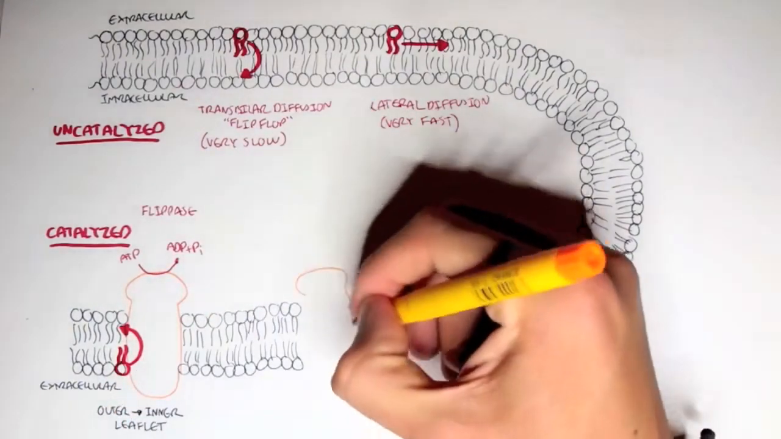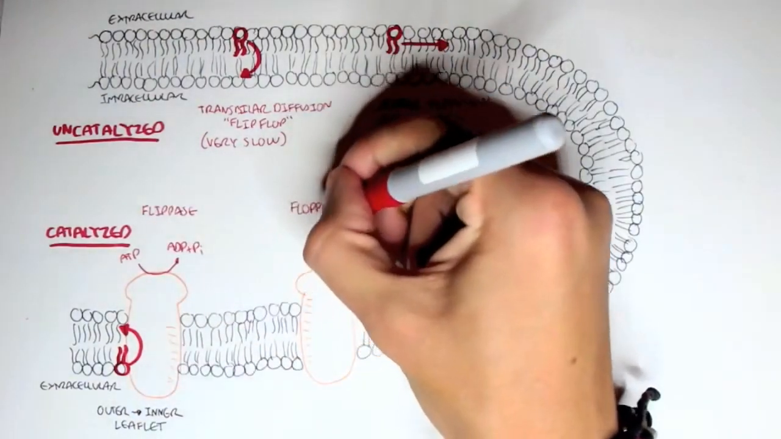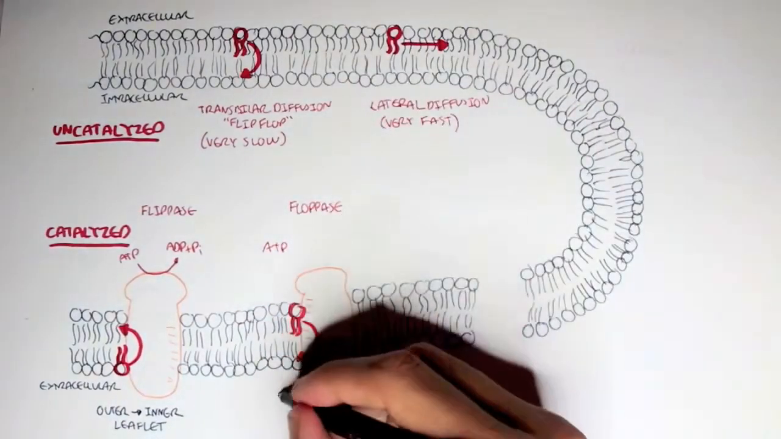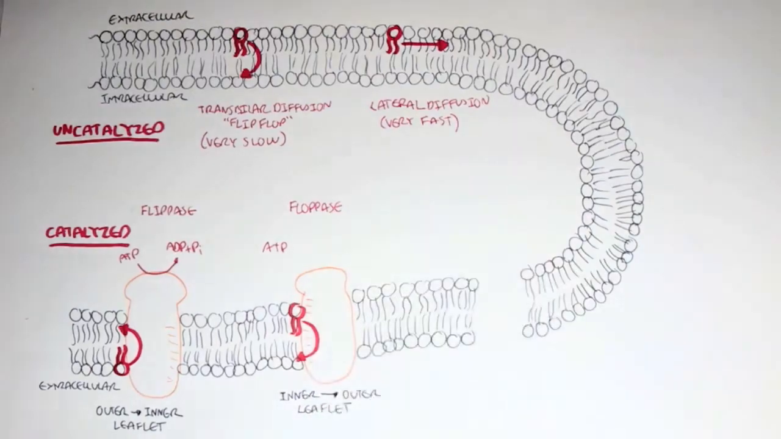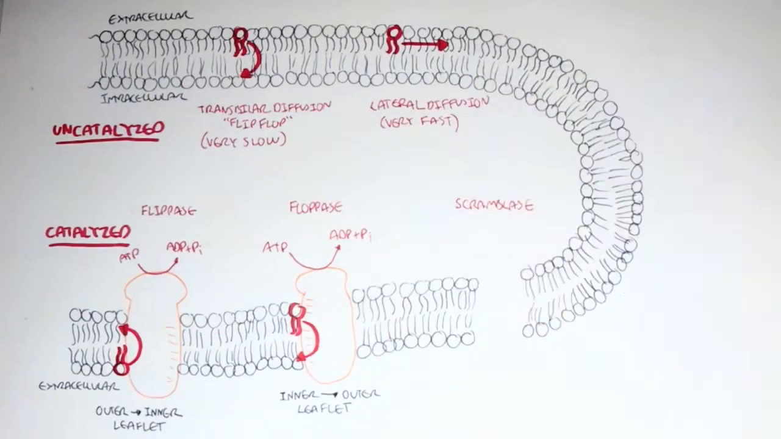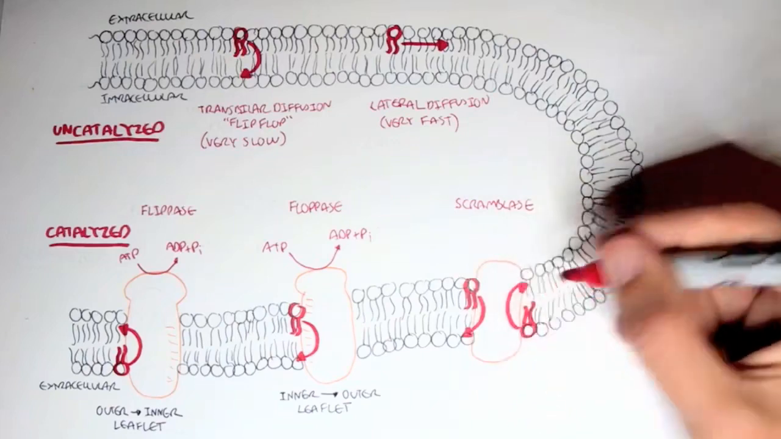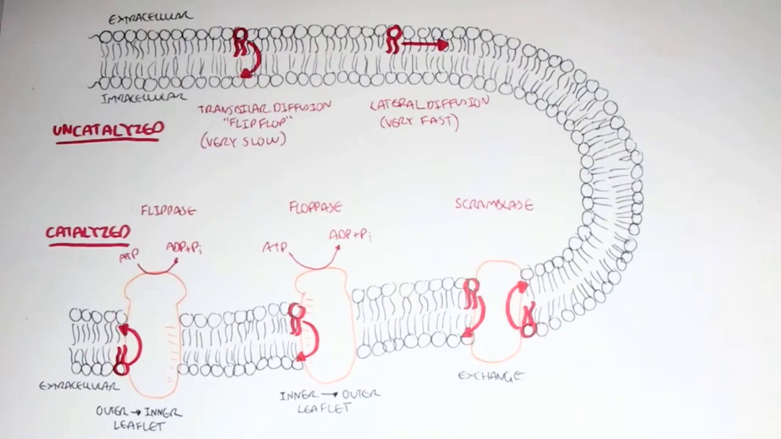The second requires floppase, the enzyme, the protein, the process. And this is the reverse of flippase. This is when the lipid in the inner leaflet moves to the outer leaflet with the help of this protein. And this process also requires ATP. The last is called scramblase. And this is a very interesting name, but essentially there's an exchange. A lipid on the inner leaflet moves to the outer leaflet, and at the same time, a lipid on the outer leaflet moves to the inner leaflet.